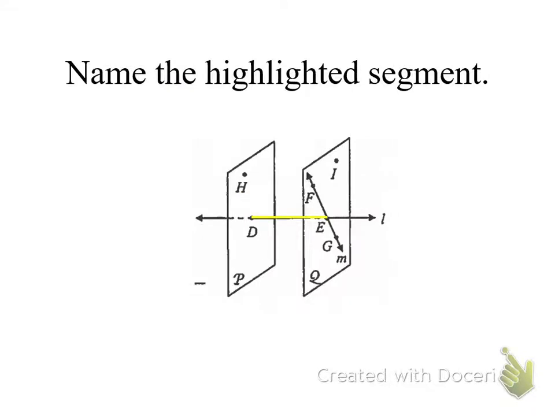Name the highlighted segment. Focus. What's highlighted in yellow? This little part in the middle. Correct. So you can take a line and cut it into a segment. You've got to name the segment. That's correct. All three of you are correct. Wonderful.